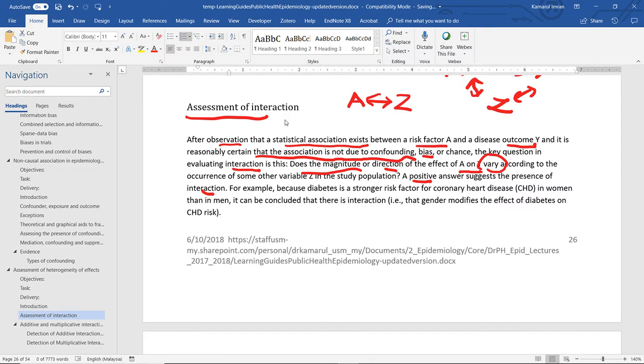For example, because diabetes is a stronger risk factor for coronary heart disease in women than in men, it can be concluded that there is interaction between gender and diabetes, that is, gender modifies the effect of diabetes on CHD. This is the Y variable. This is the A variable.